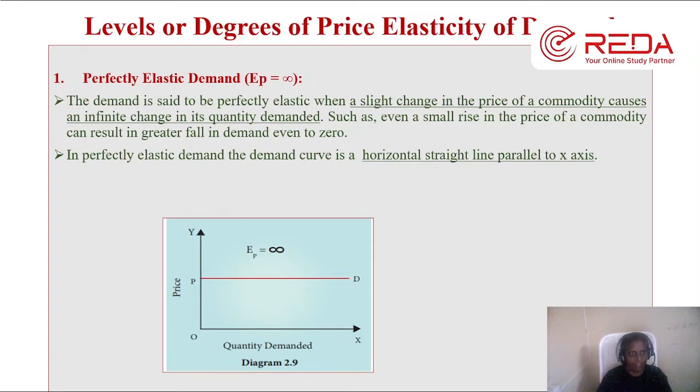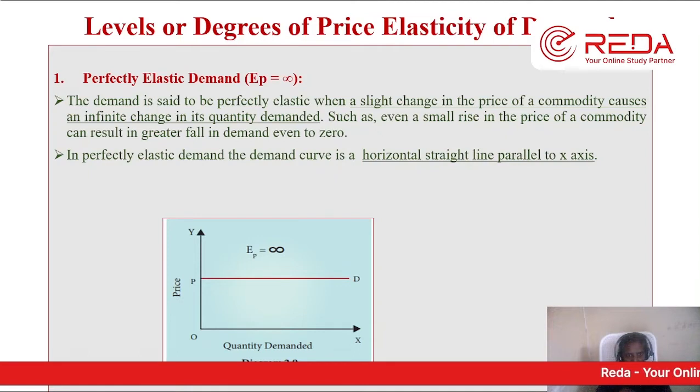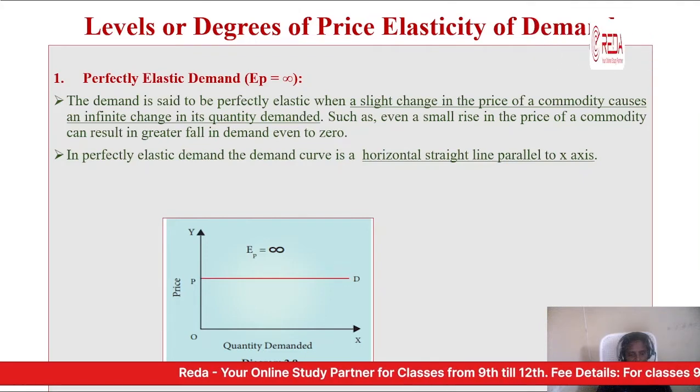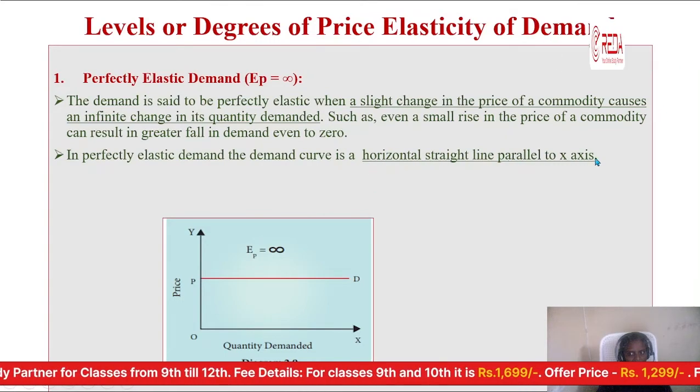The first one is perfectly elastic demand, EP is equal to infinity. Perfectly elastic means there will be the same level of price, and whenever there is a slight change in the price of a commodity, it leads to an infinite change in the quantity demanded. This perfectly elastic demand we call a horizontal straight line parallel to the x-axis.